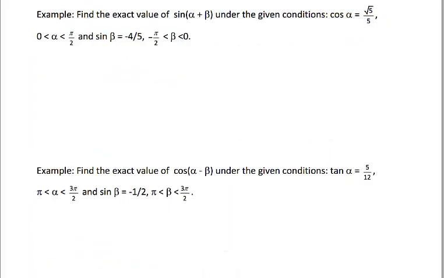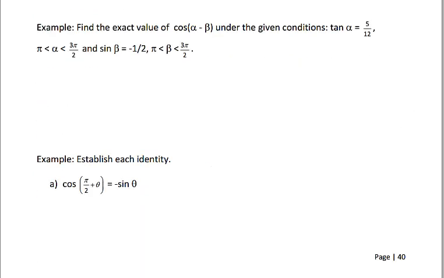Okay, so for the next example, we're asked to find the exact value of cosine alpha minus beta under the given conditions. And we have tangent alpha equals 5/12, and we know that alpha is between pi and 3 pi over 2, and sine beta equals negative 1/2, and beta is also between pi and 3 pi over 2.